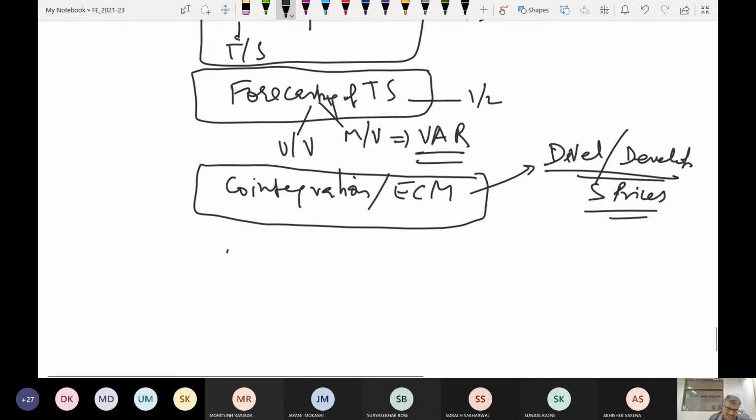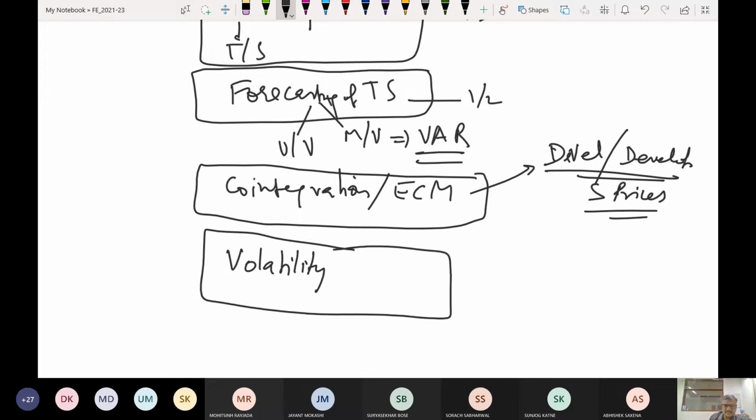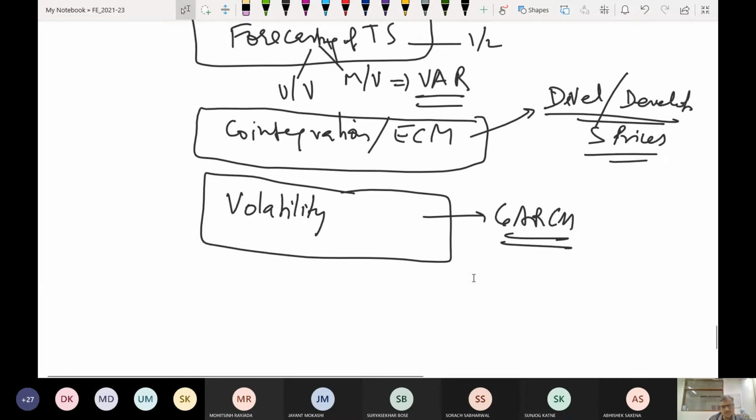Then we'll have a long discussion on volatility. Volatility has a lot of applications, especially in risk management. We'll have the GARCH family of models. You'll understand these terms, don't you worry. It will become part and parcel of you very soon by the time we are finished with the course. So, a lot of applications of volatility.